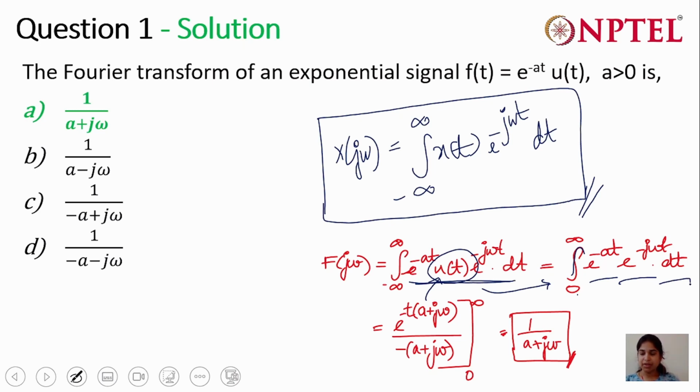Now we have to integrate it. So e power minus t into a plus j omega by minus of a plus j omega. Your limit is 0 to infinity. So you get the answer 1 by a plus j omega. So the answer is 1 by a plus j omega. Is this okay, guys? Okay.